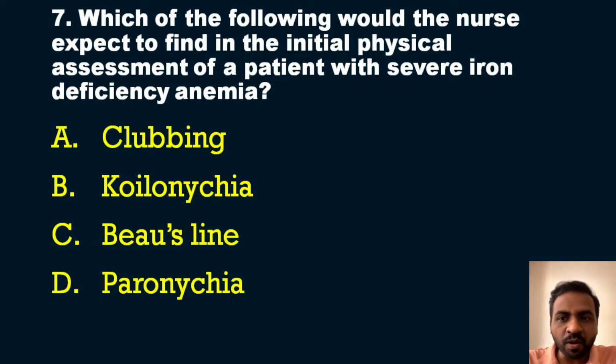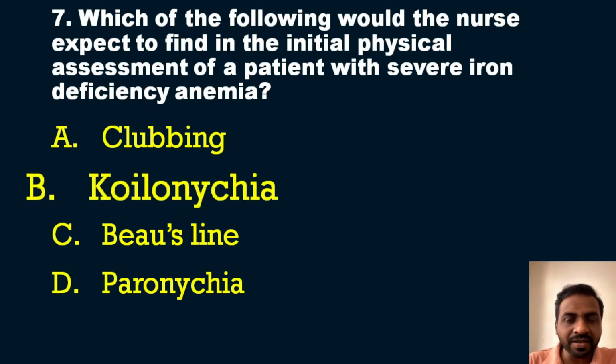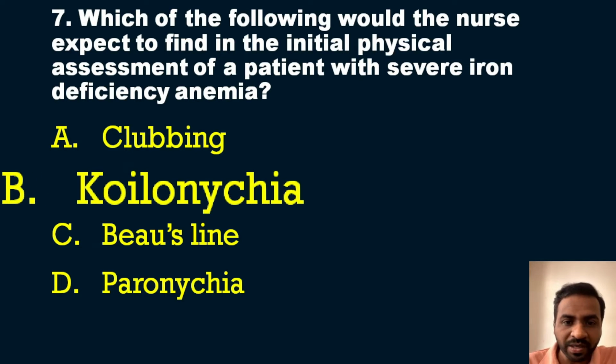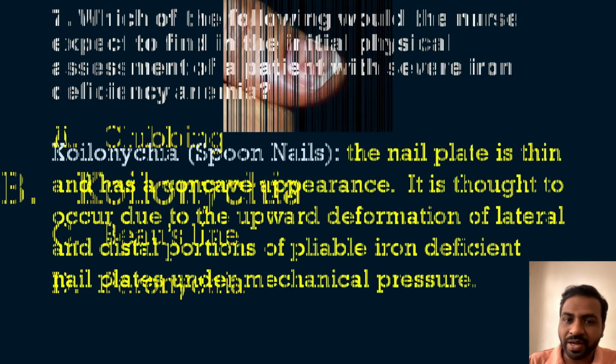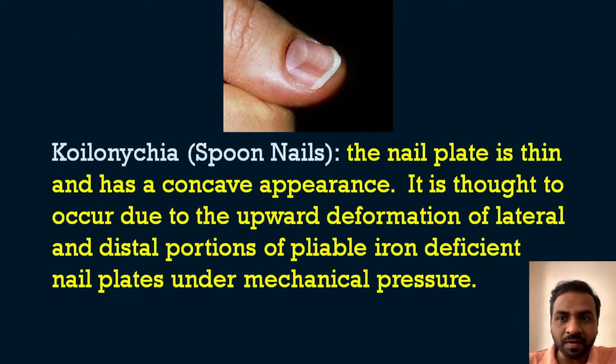Clubbing, koilonychia, Beau's line or paronychia. First of all, you should understand what all these terms mean, and then you can answer this question very easily. For this question, the answer is option B, that is koilonychia. What is koilonychia and why does it happen in severe anemia, we will see in the explanation. You can see the picture right now here. Koilonychia is otherwise known as spoon nails.